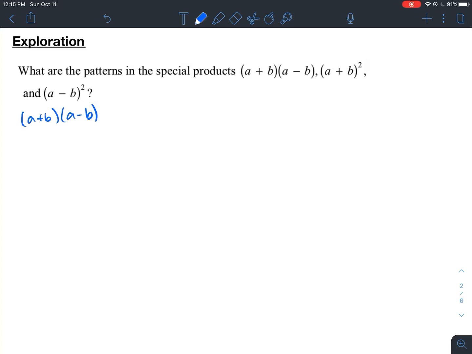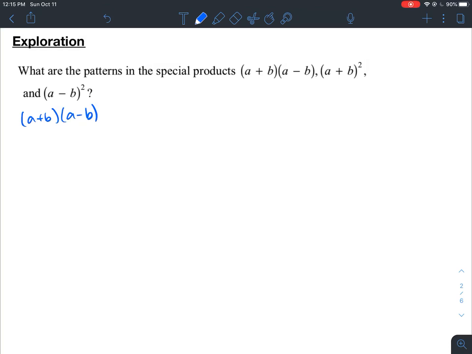So in this case, notice that the terms here are the same. They're both a and b. What isn't the same in this specific example is the operation inside. One's being added, one's being subtracted. So let's see what happens when we multiply these together. If we're multiplying two binomials together, we can use any method of choice, the FOIL method or the distributive method, whichever one you like.